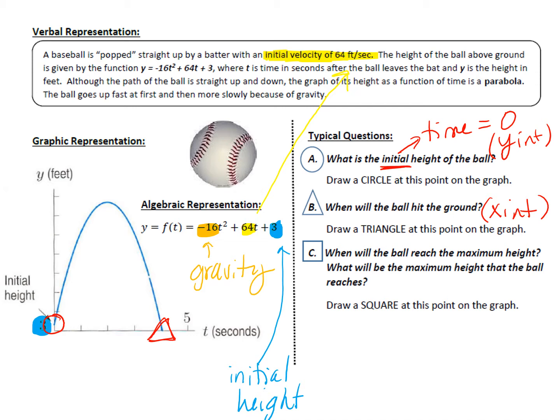And then lastly, we're supposed to draw a square where the ball reaches the maximum height. And then another question that they typically ask of that is, what will the maximum height be when the ball gets to that maximum height? So when does it get there and what is the height? And so that's our vertex. Let's see if I can do that a little bit better. Our vertex up here at the top of our parabola. So again, making notes here to help you remember how do you find these pieces.